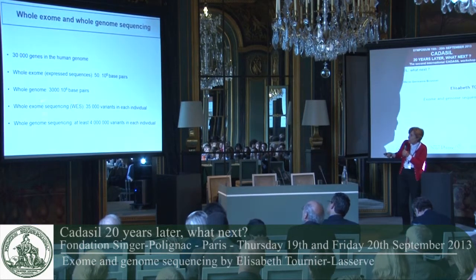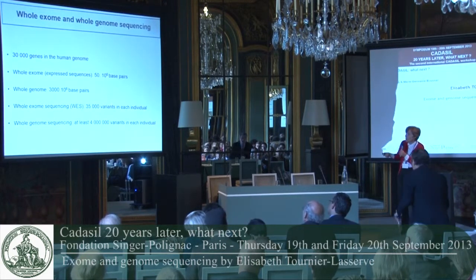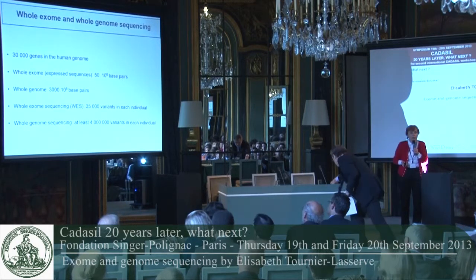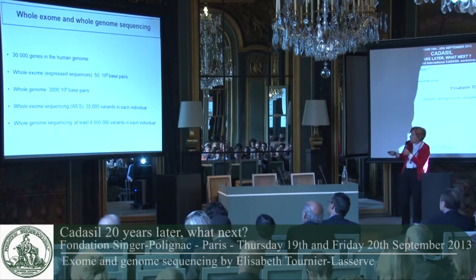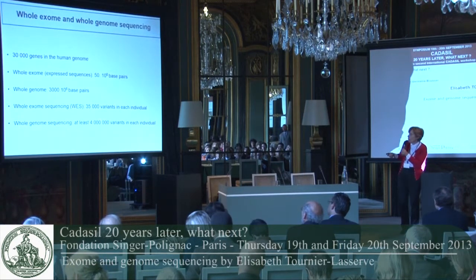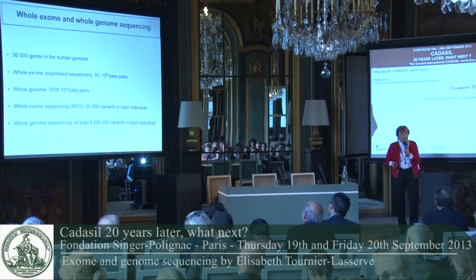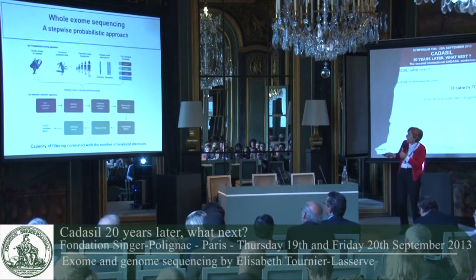If you do a whole exome sequencing in any one of you, you will find 35,000 variants compared to the reference human genome, which is in the database. If you do whole genome sequencing, you will find 4 million variants in each individual. So just to position the problem.